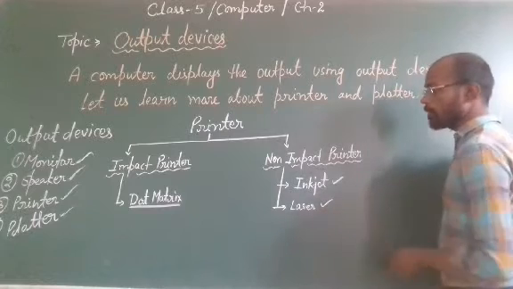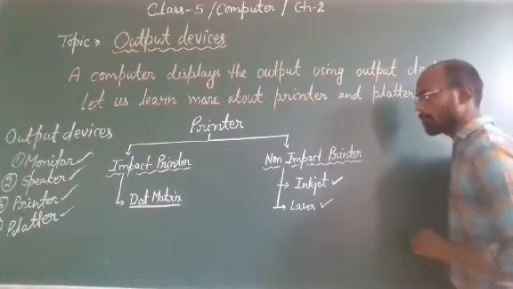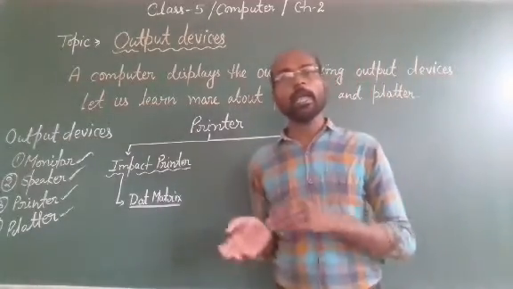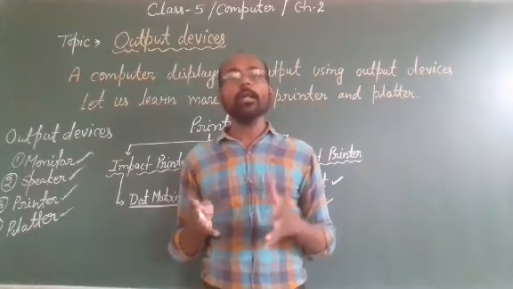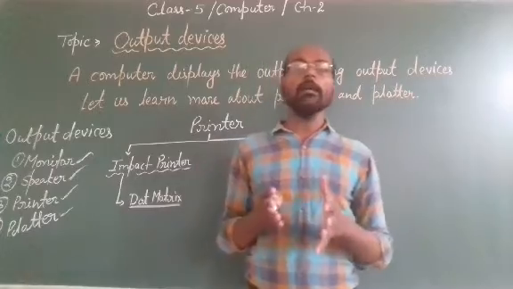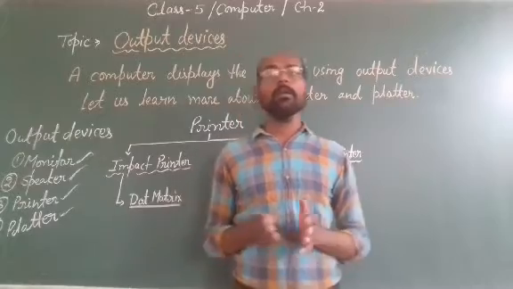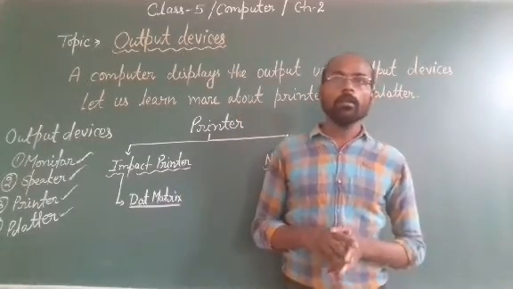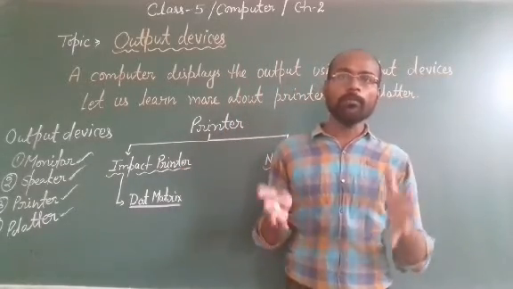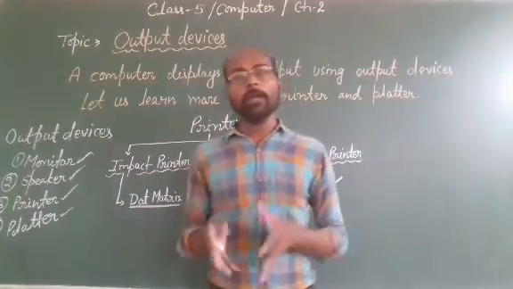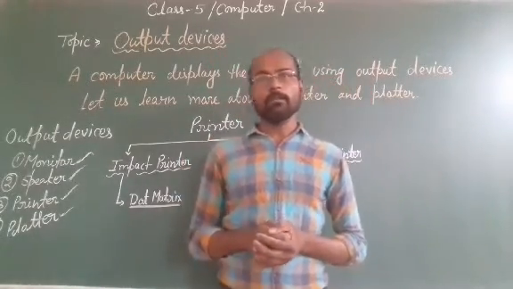There are two types of non-impact printer. These are the examples, inkjet and laser. Students, in a non-impact printer, there is no physical contact between the paper and the inked ribbon. The printing head does not strike the paper. Therefore, a non-impact printer is quieter than an impact printer.